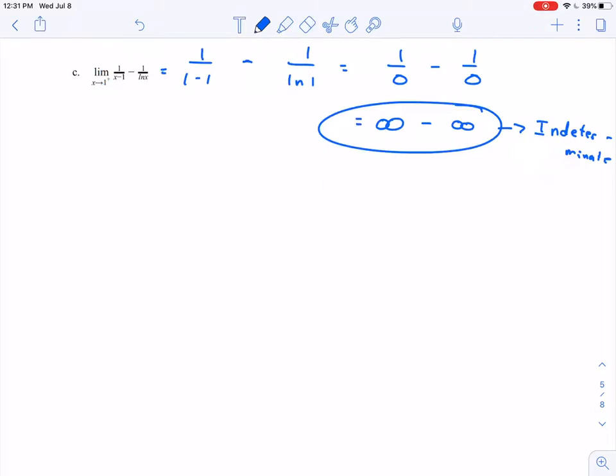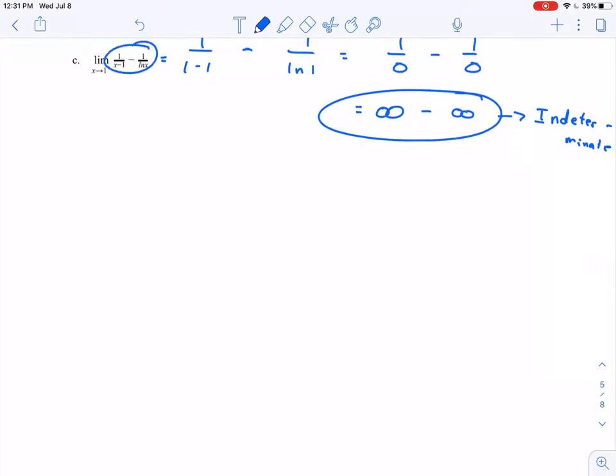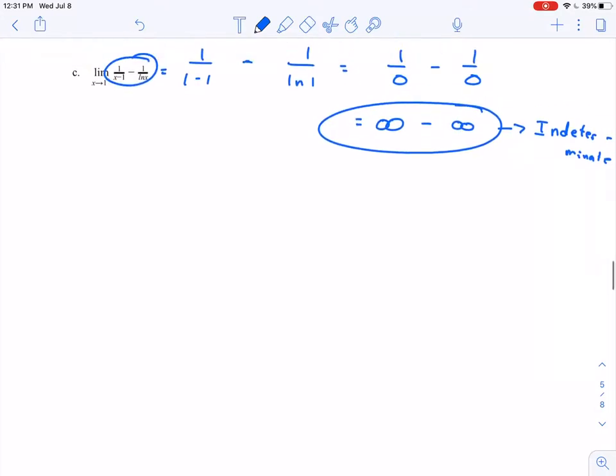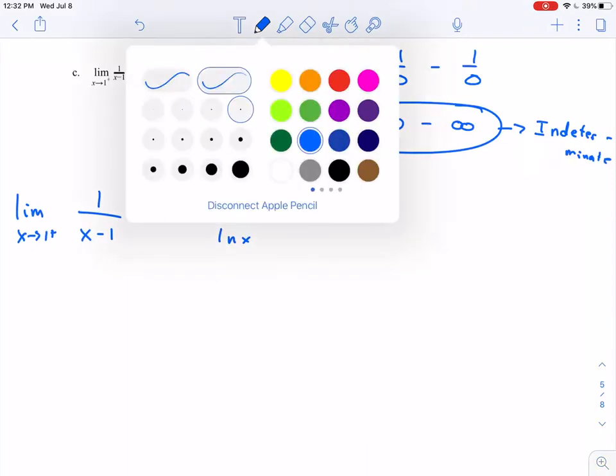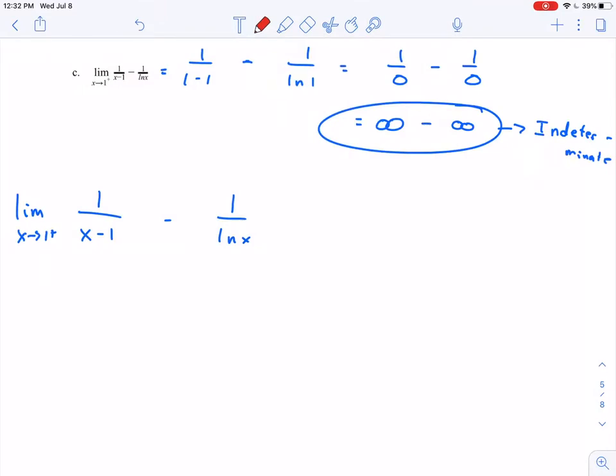This one I think is a little bit more straightforward than the last example that we looked at. Here I see two fractions. I say, let's just try and find a common denominator. That's kind of where my mind goes. So I'm going to start by looking at the limit as x approaches 1 from the right-hand side. This is 1 over x minus 1 minus 1 over natural log of x. I'm going to get a common denominator here. So the left-hand term I'll multiply by natural log of x over natural log of x. The right-hand term by x minus 1 over x minus 1.